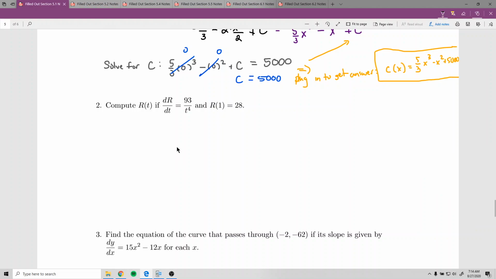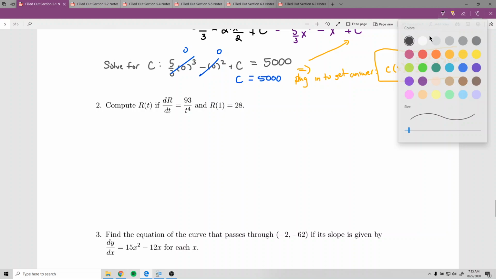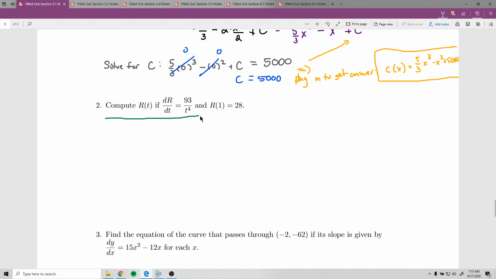All right. So the last two I have here for this section are mainly because of the notations that it's written in. Otherwise, it's not any different. We want to compute r of t if its derivative is 93 over t to the 4th. And so once again, the first part is telling us to integrate the function 93 over t to the 4th dt, since that is our letter. And then at the end, to solve for c, we're going to plug in t equals 1, because our variable is t, set it equal to 28, and solve for c.